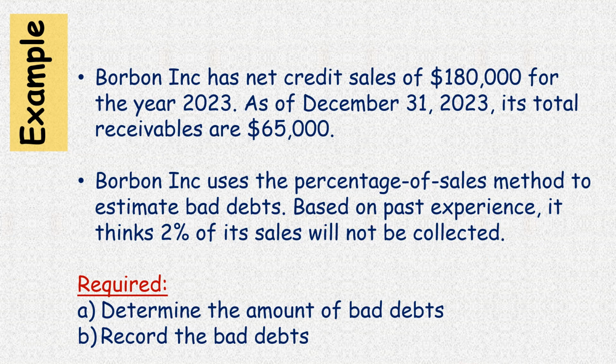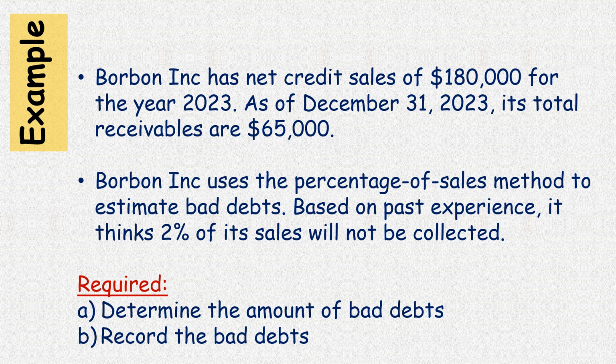Bourbon Inc. has net credit sales of $180,000 for the year 2023. As of December 31st, 2023, its total receivables are $65,000. Bourbon uses the percentage of sales method to estimate the bad debt expense. Based on past experience, it thinks 2% of its sales will not be collected. So we need to determine two things: what is the bad debt expense amount, and what would be the journal entry?